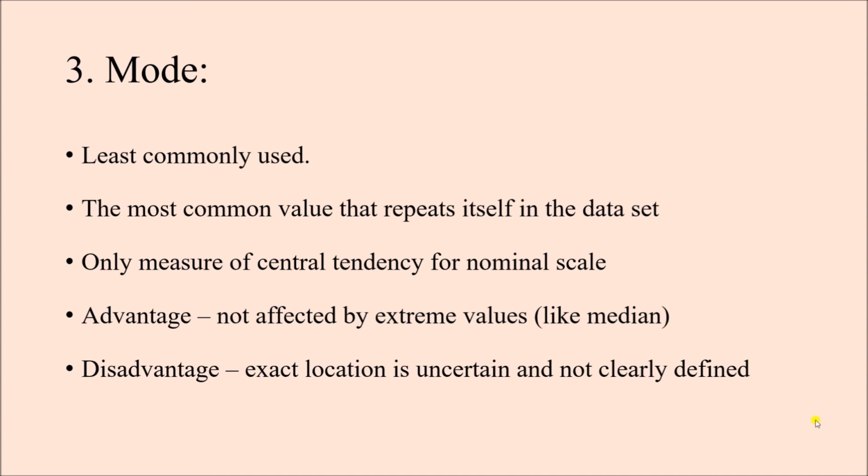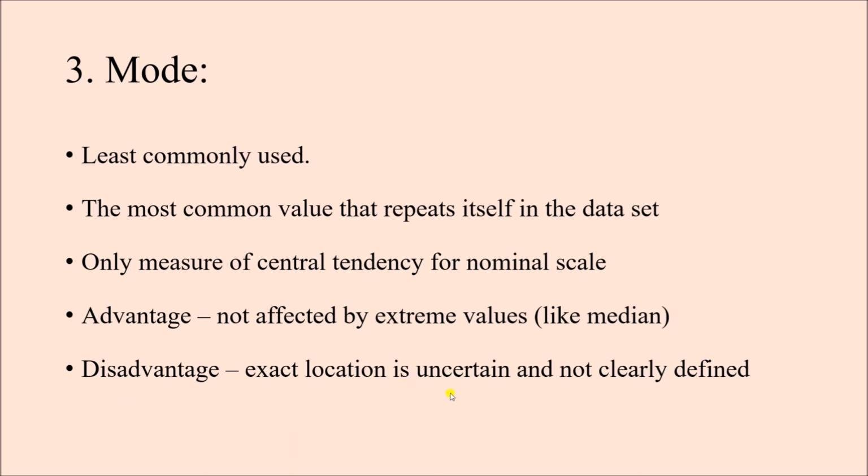If you are dealing with nominal scale or any data that can be classified using nominal scale, then we have to go for mode. That is the only option. If you are dealing with ordinal scale, then median is the only option. If you are dealing with interval and ratio scale, we can either go for median, but the best option is going for mean value. Advantage of using mode is it is not affected by extreme values, just like median. But if you remember, if there are extreme values like outliers, it can affect mean value.